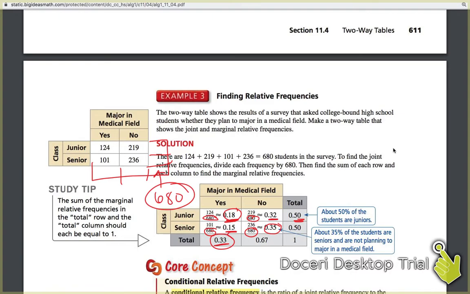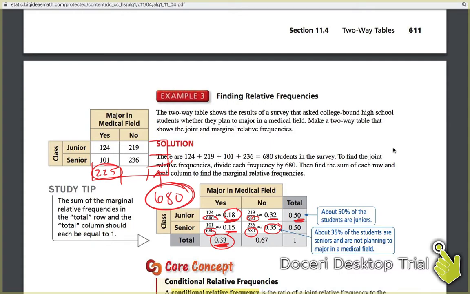The other way to do it is simply to take the marginal frequency and divide it by the total. So our marginal frequency down here would be 225. If I take 225 and divide it by 680, that's going to give me about 33%, which would give me that 0.33. So a couple different ways that we can find that.